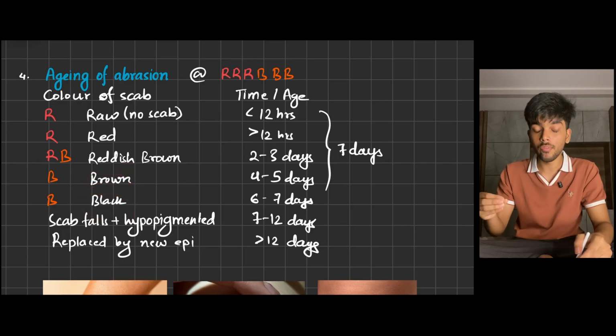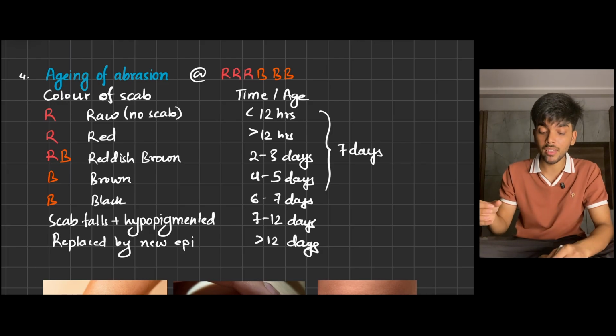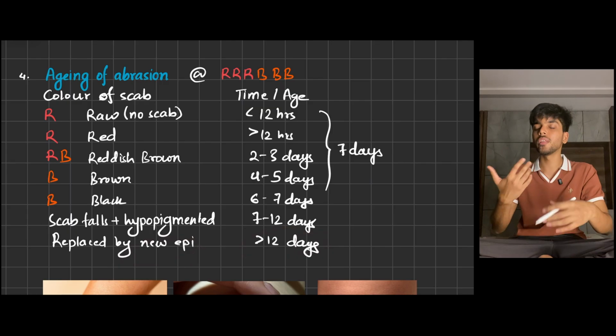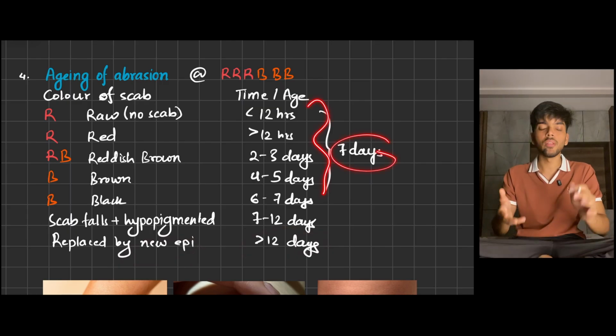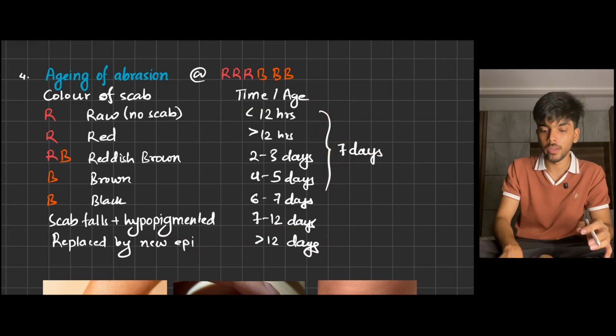If the scab has fallen off and what you have is hypopigmented skin, it's 7 to 12 days. And if it is replaced by new epithelium, it's 12 days. So overall, the total healing time it takes is 7 days. And the way you can remember it is RRR.